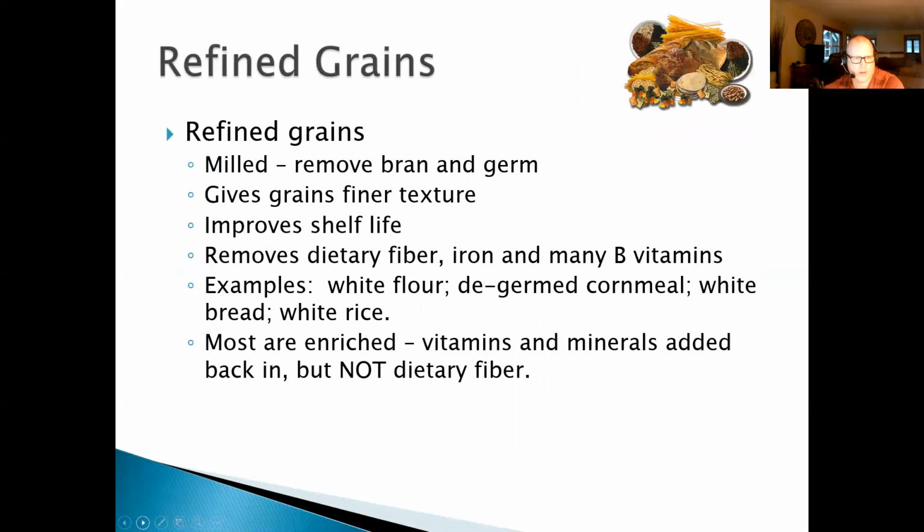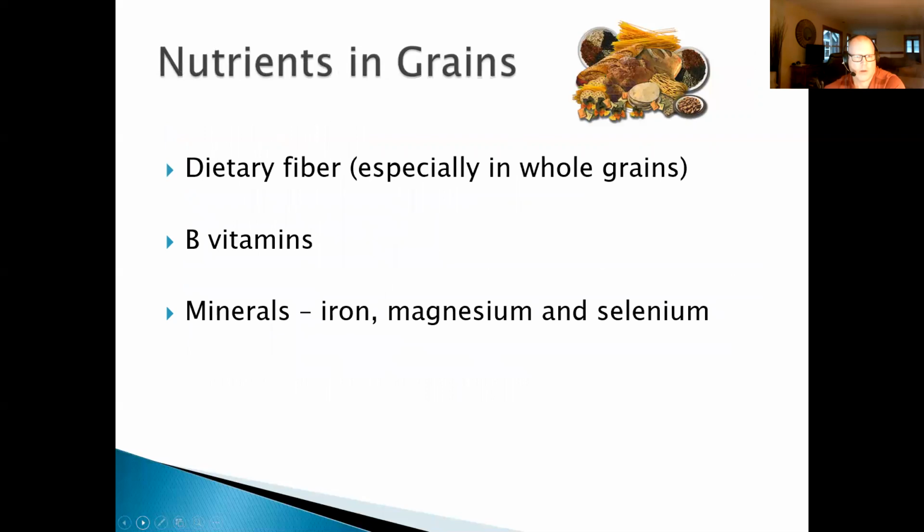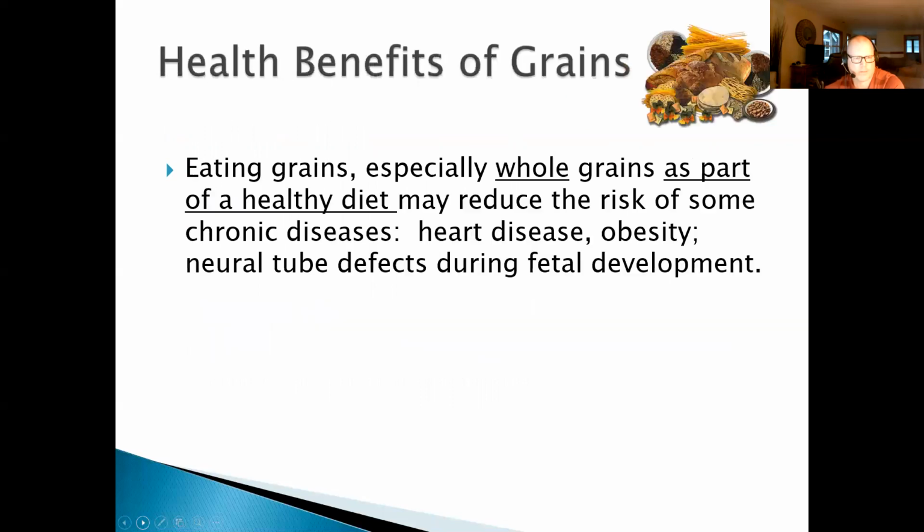Refined grains: these are milled. They remove the bran and the germ, which gives grains a finer texture, improves shelf life, but removes dietary fiber, iron, and many B vitamins. Some examples would be white flour, degermed cornmeal, white bread, white rice. Most are enriched, which means vitamins and minerals are added back in, but not dietary fiber. Dietary fiber, especially in whole grains, B vitamins and minerals, iron, magnesium, and selenium are found in grains.